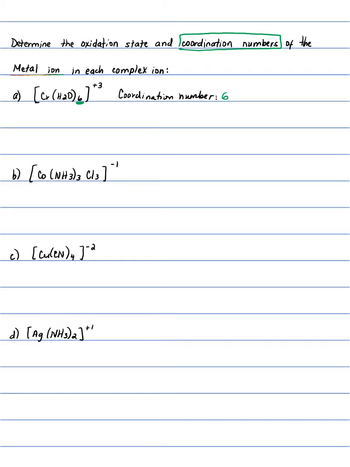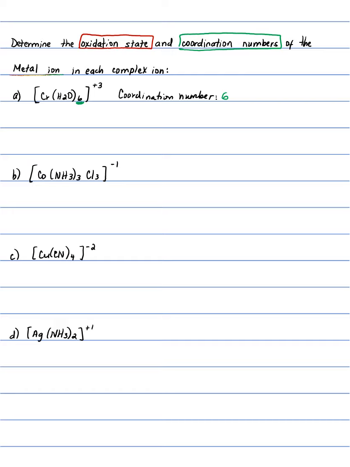Now, oxidation state for the metal. Let's check that. So to determine the oxidation state of the metal, you have to check different things. For example, all of these here are complex ions. Okay? So you have an overall charge for your complex ion, which is positive 3.